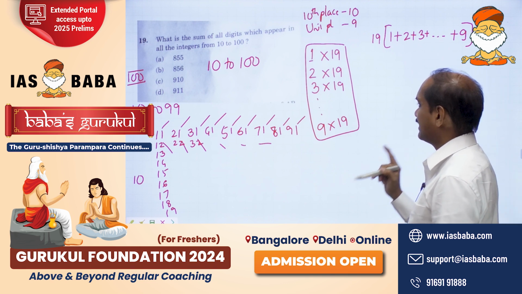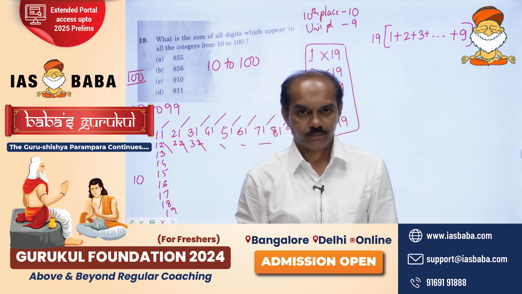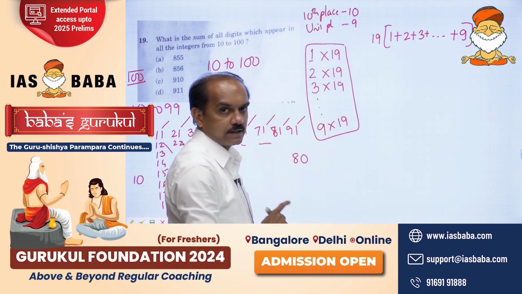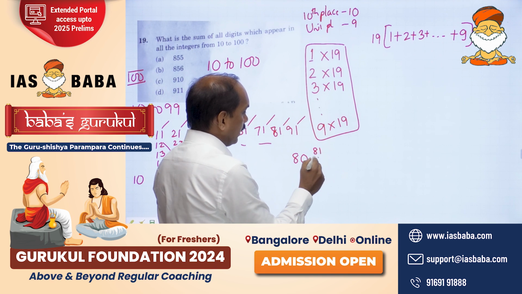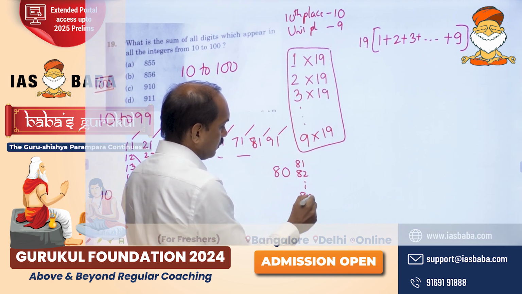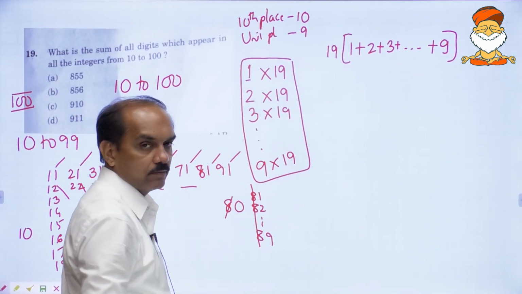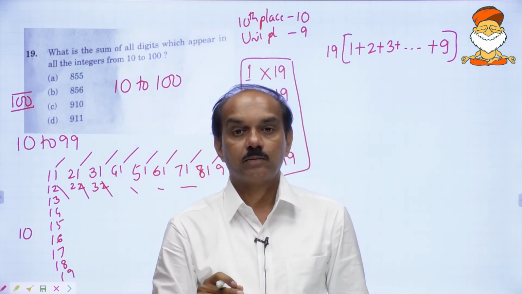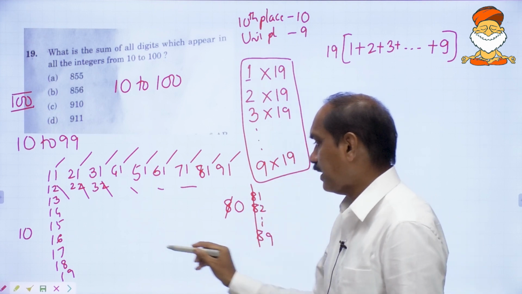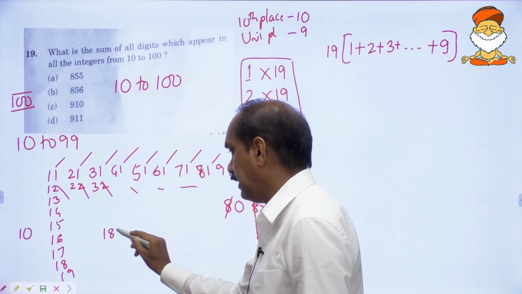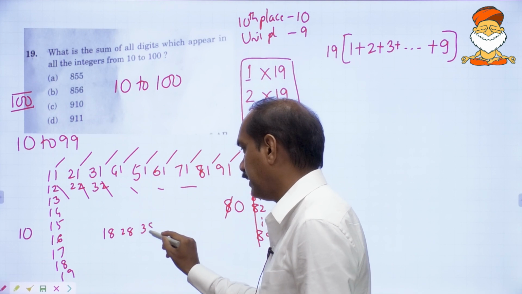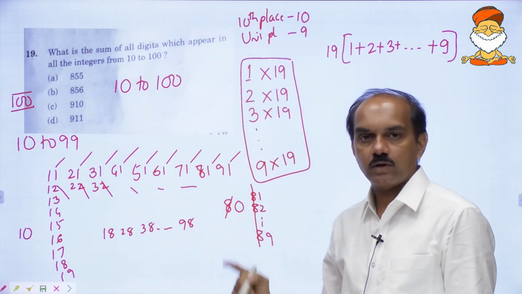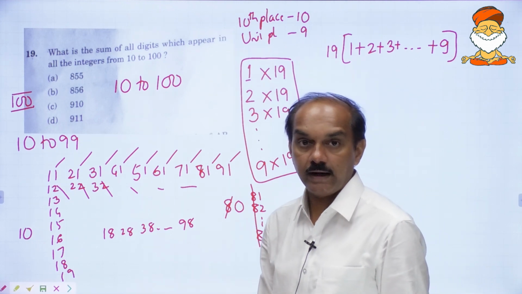I will give one more example with 8. When you write 80 the first time, 10th place, 81, 82 up to 89. Here 9 times, here 1 time, 10 times it has appeared. This is about 10th place. Coming to unit place, 18, 28, 38, this is how it goes till 98. Here 9 times. So 10 times plus 9 times 8, 19 times.